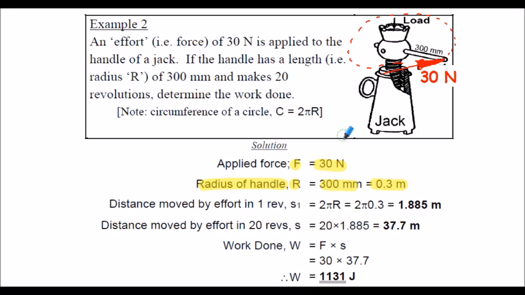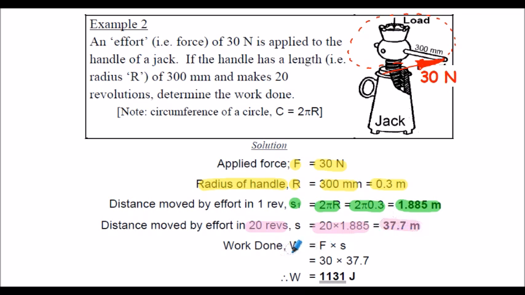So to calculate the distance travelled in 1 revolution, I've called that S1 here, that's 2 multiplied by pi multiplied by r. So 2 pi multiplied by 0.3 is 1.885 meters. We know from the question there are 20 revolutions to consider here, so 20 multiplied by the 1.885. The total distance travelled in those 20 revolutions by the effort is 37.7 meters.